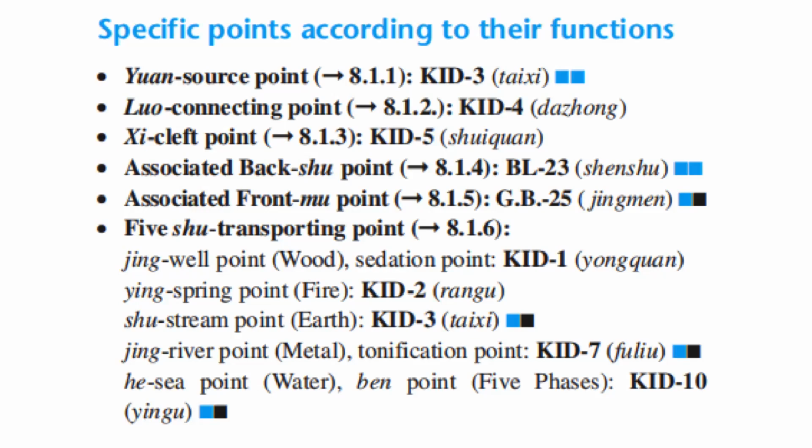The 5 shu transporting points are as follows. The Jing well point, also a wood point and a sedation point of the kidney, is kidney 1. The Ying spring point, or the fire point of the kidney, is kidney 2. The Shu stream point, which is also an earth point, is kidney 3. The Jing river point, the metal point, and also the tonification point of the kidney is kidney 7. The He sea point, which is the water point, is kidney 10.